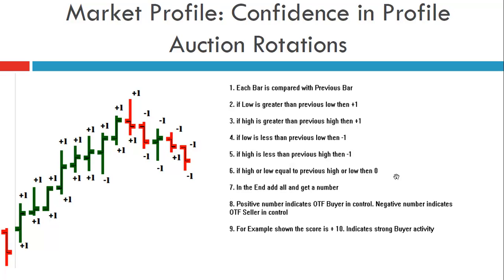Okay. Like I said, positive numbers indicate other time frame buyer in control, whereas negative indicates other time frame seller. So again, the magnitude is important. If we have a rotation factor of +10, +15, we know that strong other time frame buyers are present. Similarly, the case goes for the sellers. Alright, so this was just the rotation factor.